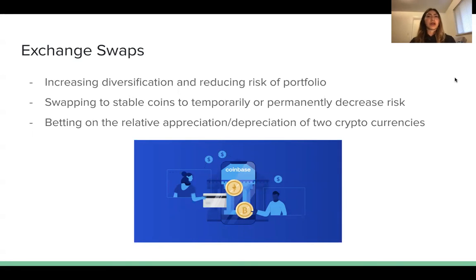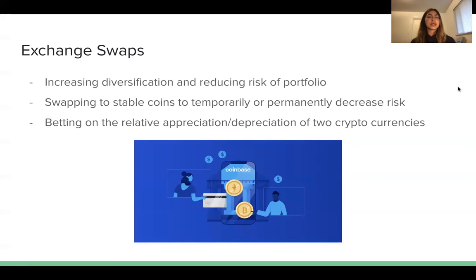And this market functions very similarly to the foreign exchange market, except investors are swapping cryptocurrencies rather than traditional currencies. Similar to derivatives, investors use these contracts mainly to either minimize risk or to speculate. So for example, if a portfolio lacks diversification and is really heavily condensed in one type of coin, then the risk could be decreased by swapping a portion of the portfolio or the entire portfolio to other coins.